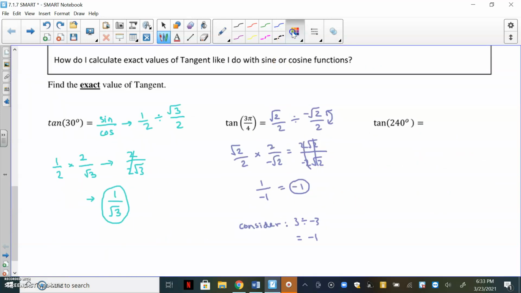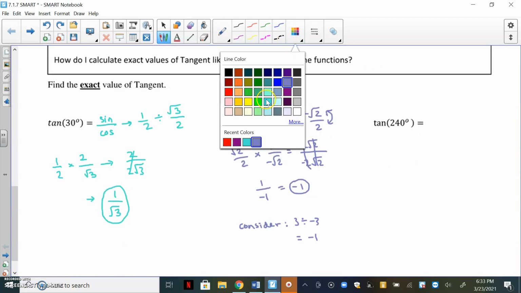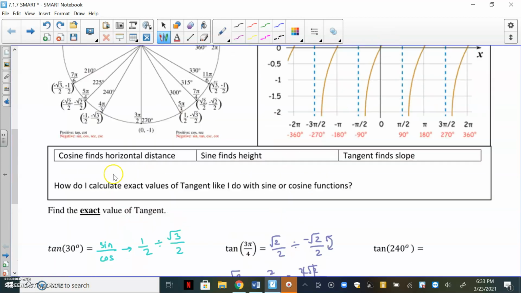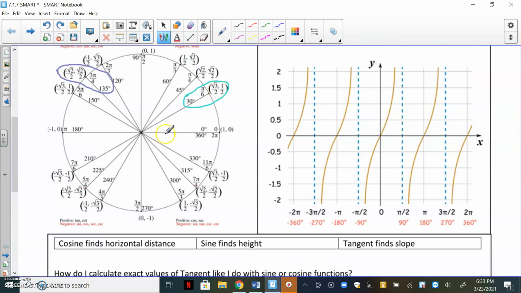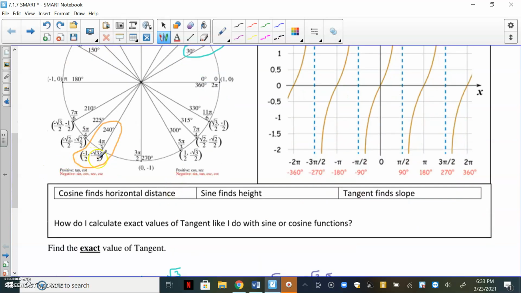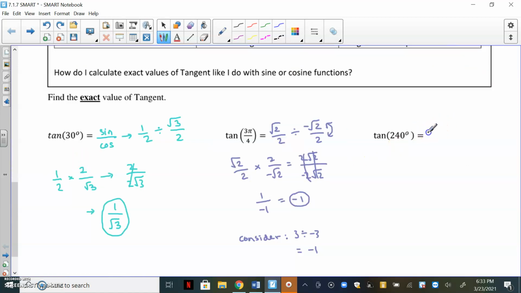All right, one more. We have tangent of 240. So let's find 240 on our unit circle. It's right over here. And so the sine and cosine, here are my coordinates. So we're going to do right side divided by left side as always. So negative root 3 over 2 divided by negative 1/2.